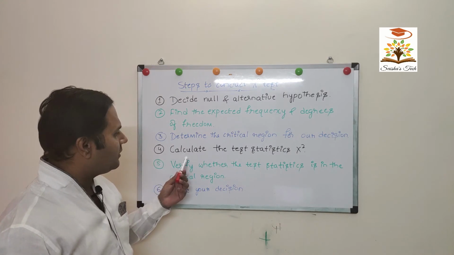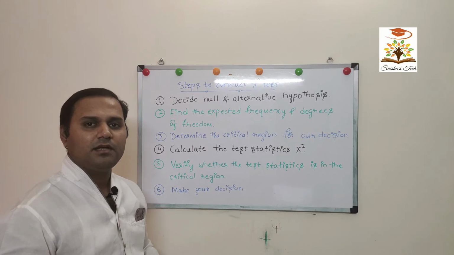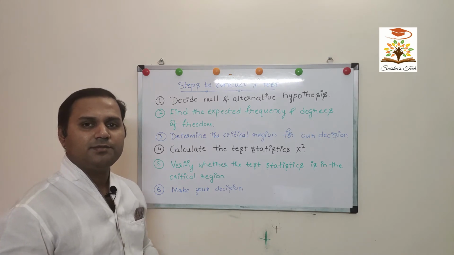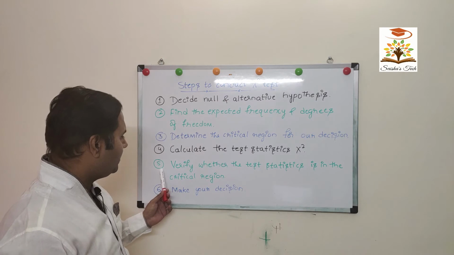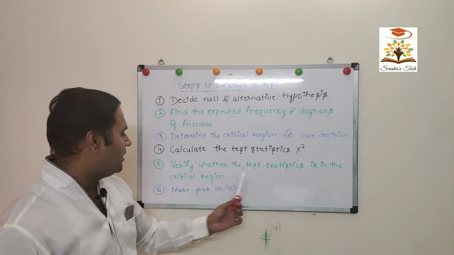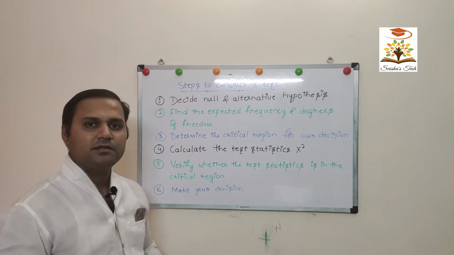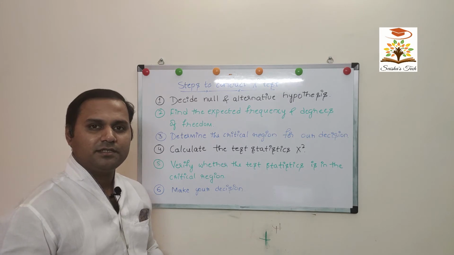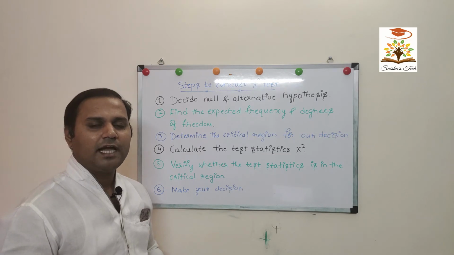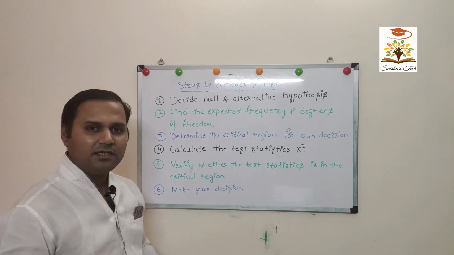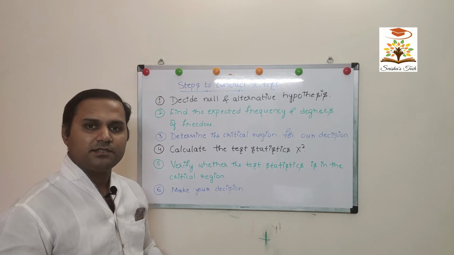In step 4, we calculate the test statistic, that is the chi-square test statistic, using the formula: summation of (observed minus expected) squared divided by expected. In step 5, we verify whether the test statistic is in the critical region. And in step 6, we make our decision by comparing the chi-square statistic value from the table and our formula. As we have understood the steps to conduct a chi-square test, let us explore some examples on goodness of fit test.